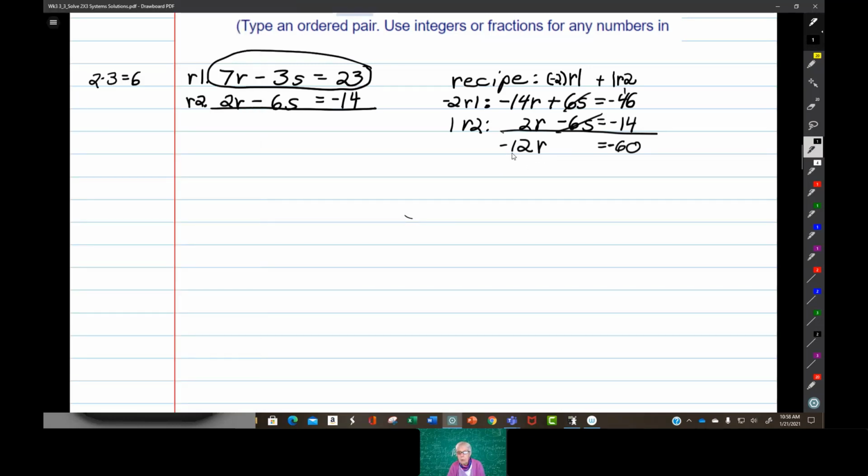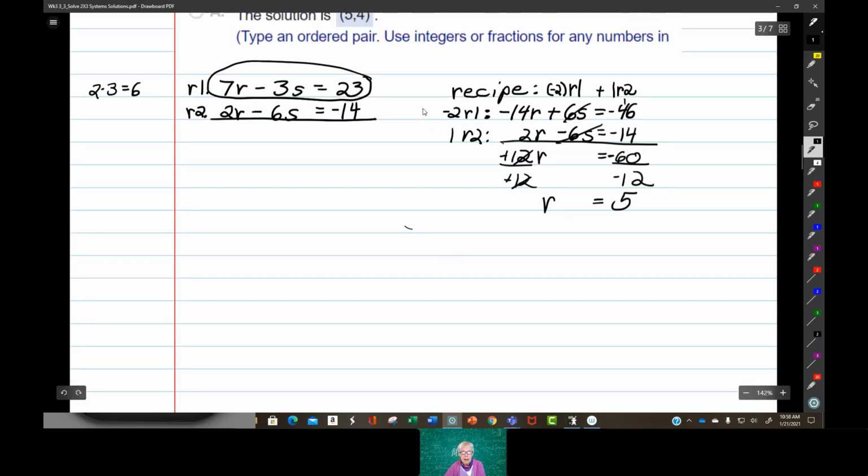Okay, so to solve for this, I would divide to solve for R. I would divide by -12 and divide by -12. The negatives cancel, the 12s cancel, leaving me with R, and then equals -60 divided by -12 is +5. And so R equals 5.